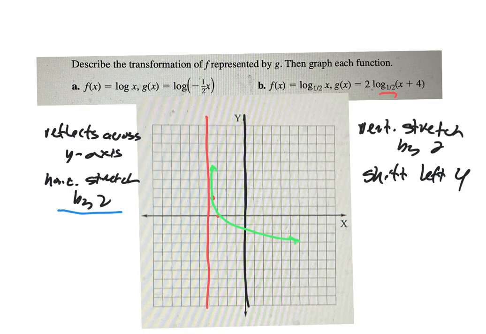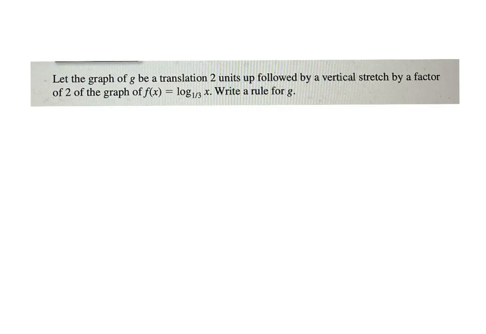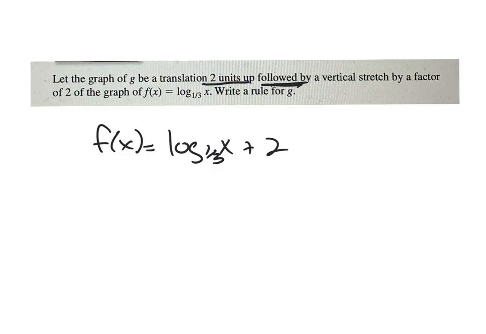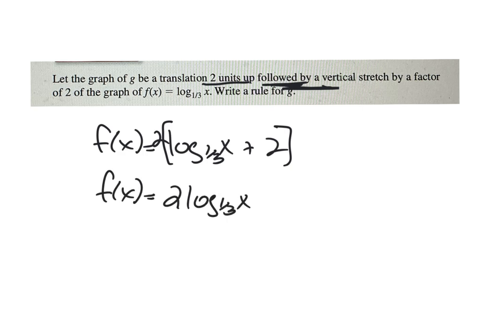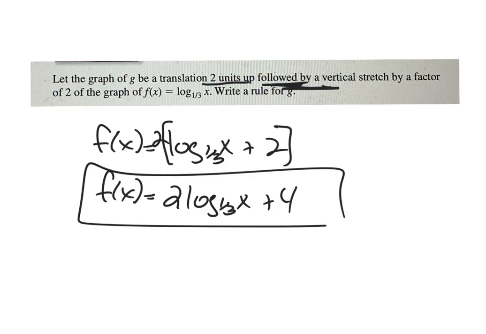Okay, got one more slide. All right, let's do this last one. Let the graph of G be a translation 2 units up, followed by a vertical stretch by a factor of 2. So I'm going to say f of x. Now we have to do the translation 2 units up first, which would be just putting a +2 out there. Then it says followed by a vertical stretch by a factor of 2. So I'm going to multiply the whole thing by 2. That's what a vertical stretch does. So I'm going to multiply the log by 2 and also the 2 by 2. And there we have it.